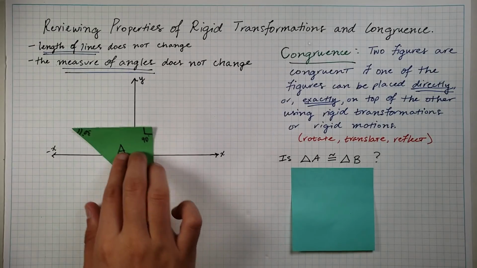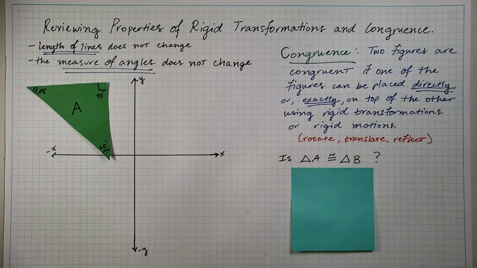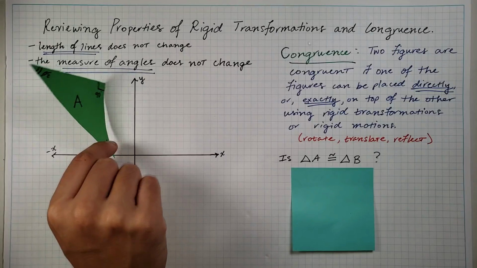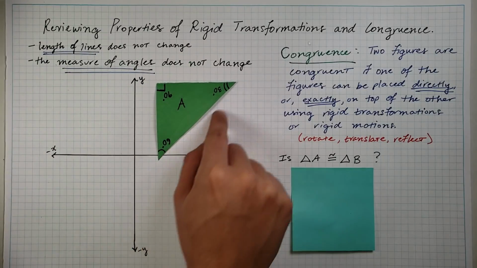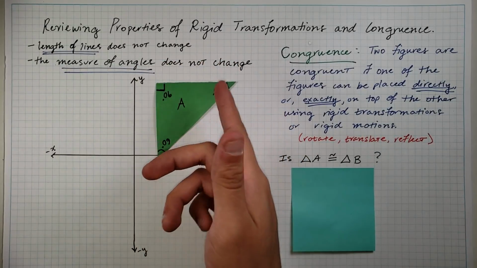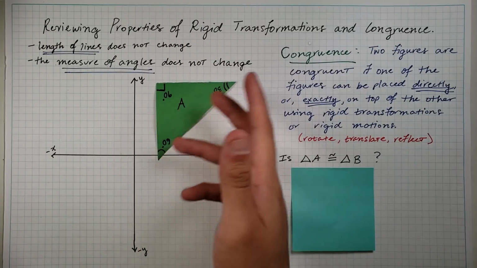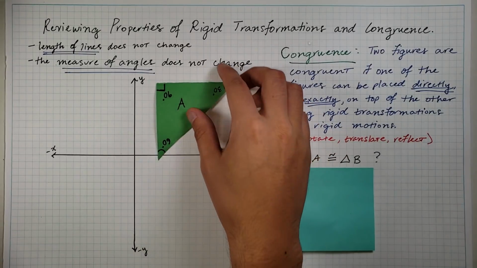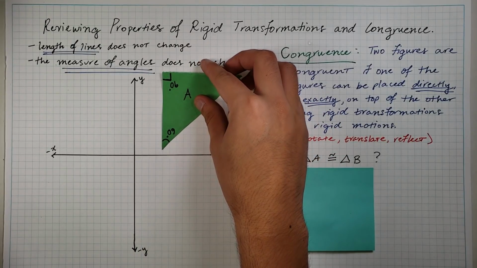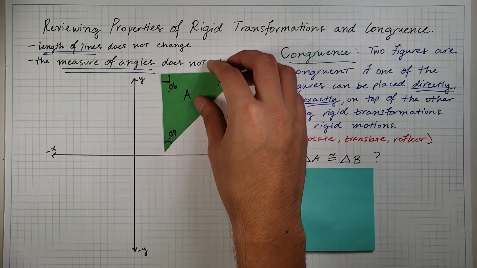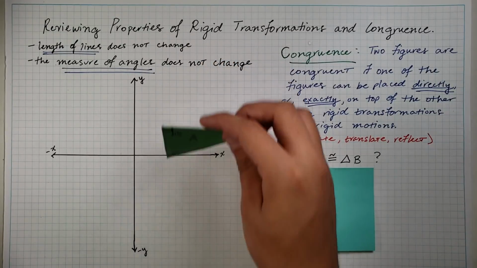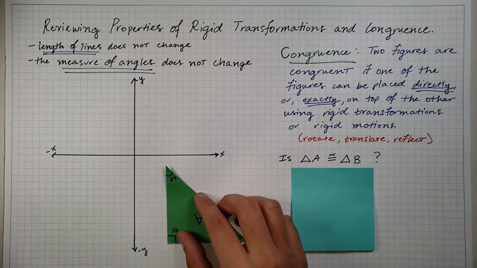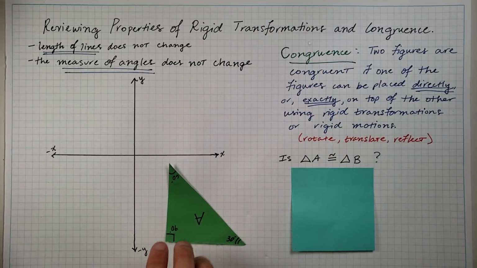Same thing with reflections. Let's reflect this over the y-axis. Now we're here. Did the length change on any of these sides? No. It's still the same piece of paper; we're not making it bigger or smaller. What if I reflect it over the x-axis, from where it is now, like this? Is the length changing when I do that? No.